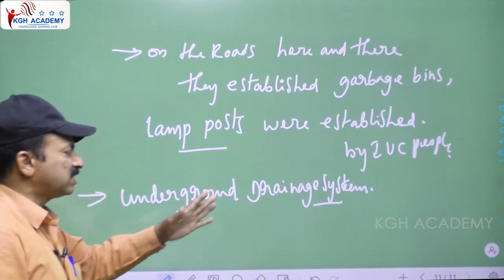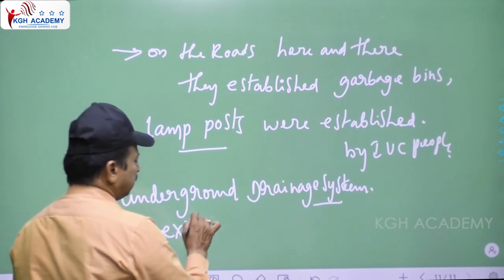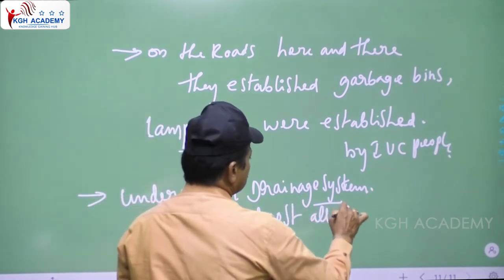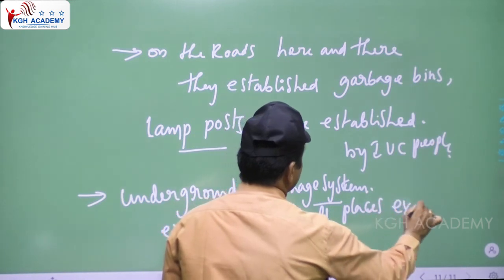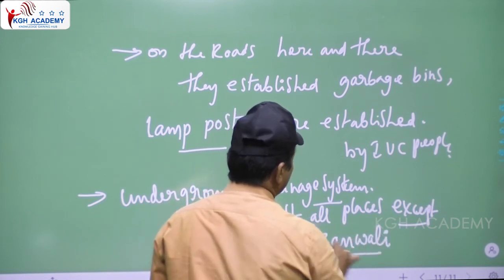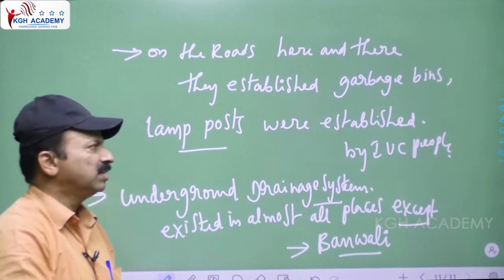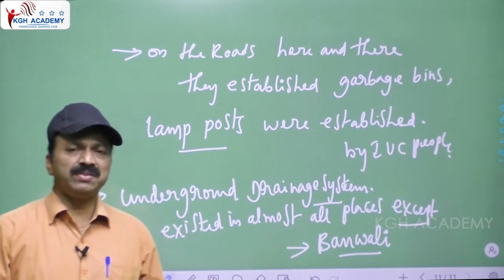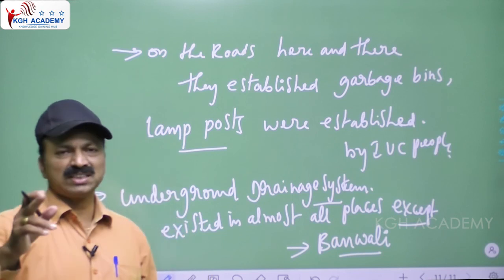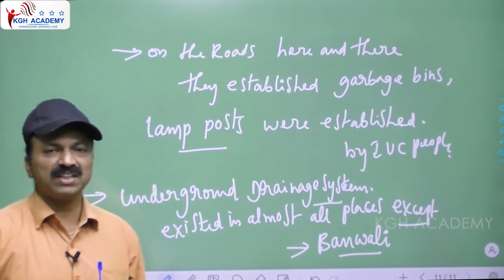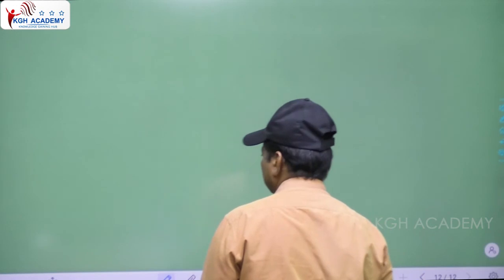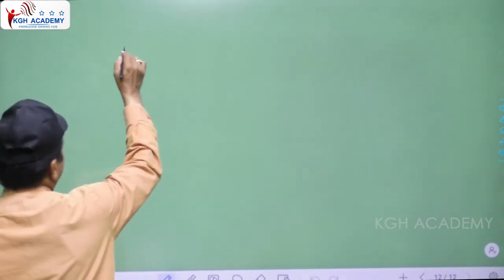So the underground drainage system existed in almost all places, except Banwali. This is the only place where it did not exist. So by observing all these, we can say that it is an urban civilization, and the script was also known to these people. The script of IVC is called pictographic, otherwise it is also called Boustrophedon script. Okay, they knew the script.